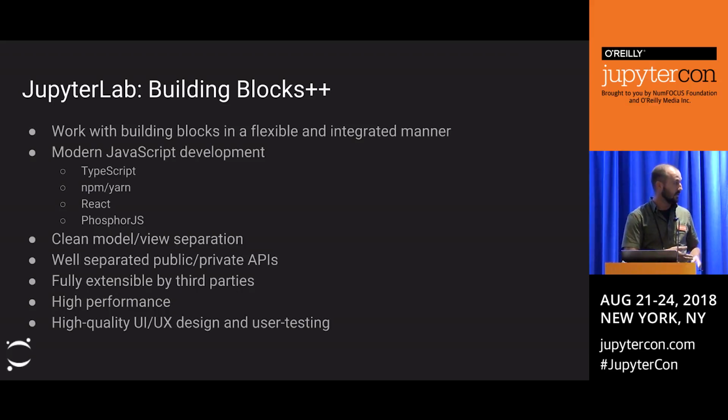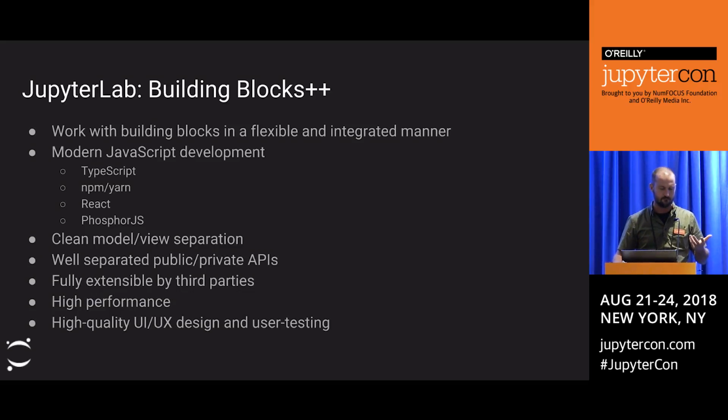So what we're going to show you today, especially in the live demos, is something about 60 plus components that we built into the core of JupyterLab, but each one of those core components is actually just an extension to JupyterLab that's built on top of the same extension APIs that you have access to as third-party extension developers. The other things we wanted to focus on, obviously, are high performance and high quality UI, UX, and design testing.